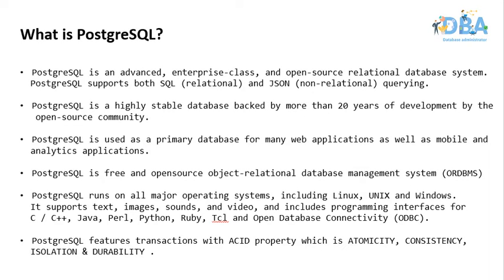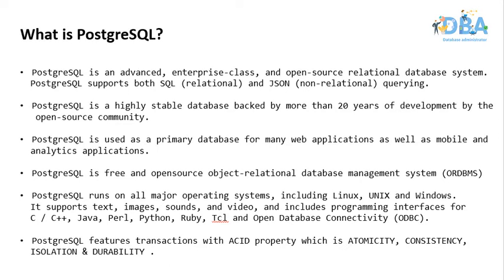So, our first question is, what is PostgreSQL? PostgreSQL is an advanced, enterprise-class and open source relational database management system. It supports both SQL, that is relational, and JSON, that is non-relational querying.